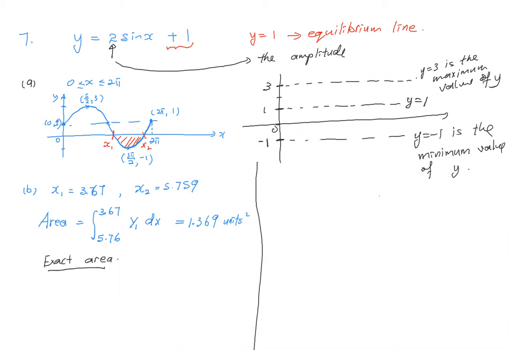if the question wants you to have the algebraic skill, correct? They will ask for exact area. So for exact area, first of all, we have to get the x-intercept first, correct? So what we need to do: x-intercept means the value of y is 0. First, you must find x-intercept.